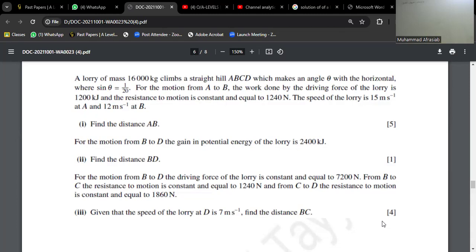Then, for the motion from B to D, the driving force of the lorry is constant and equals 7200 newtons. From B to C, the resistance to the motion is constant and is equal to 1240 newtons. And from C to D, the resistance to the motion is constant and equals 860 newtons. Given that the speed of the lorry at D is 7 meters per second, find the distance BC.